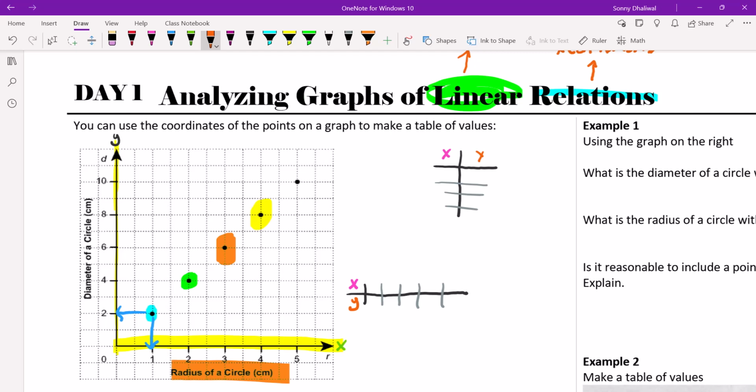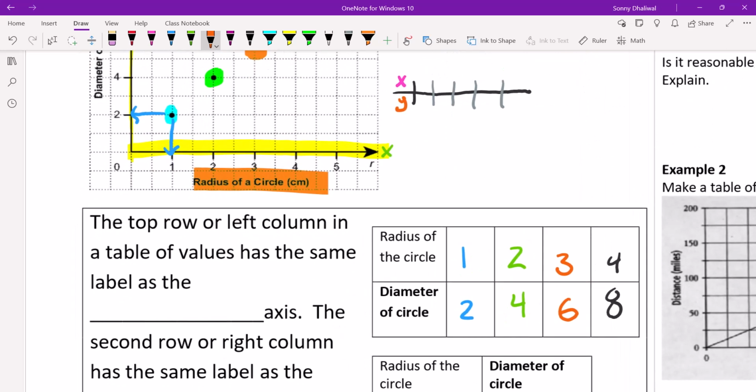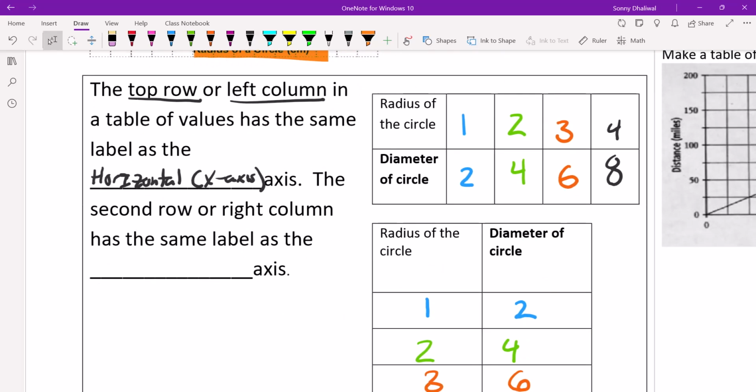All right? So we say the top row or the left column, depending on the table we have, is always your horizontal, which is your X axis. Top row, right? Then for the other one, the second row, or the right column, is your vertical, which is your Y.